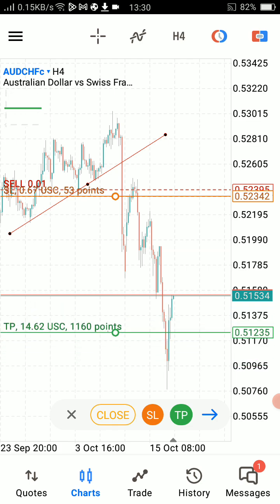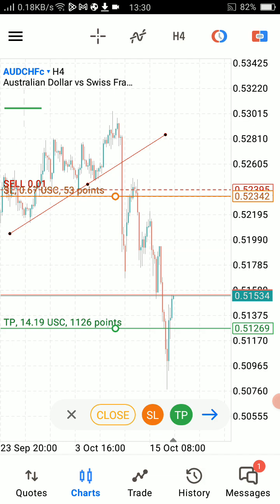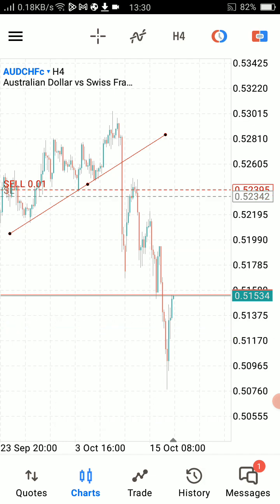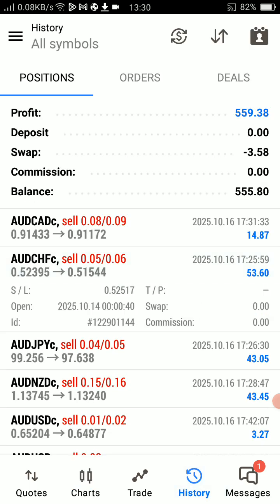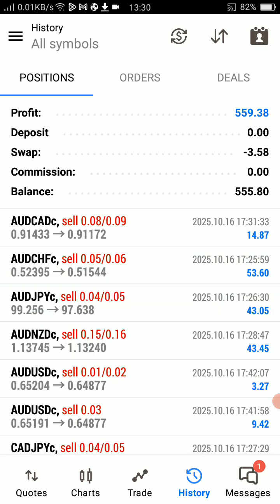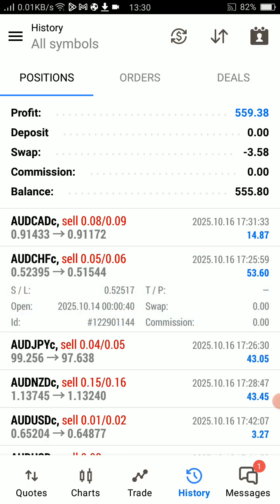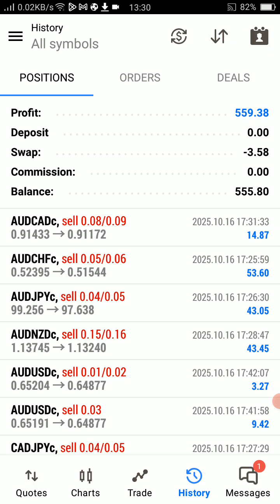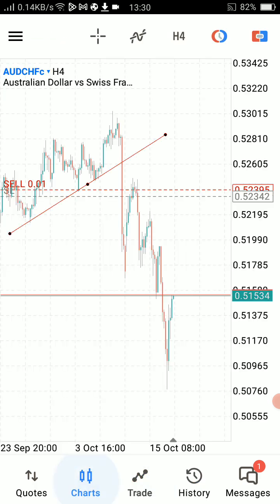In this region here, I took my profits, as you can see, because this trade is a trade from this last week. I can show it here: this is the trade. I closed, took my profit, and then I left a small portion of my trade, 0.01 lot size.